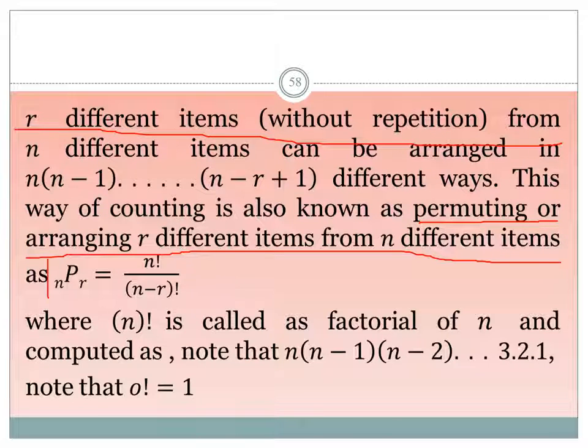So that is permutation: r different items arranged from n different items. Also, you know that n factorial means n into n minus 1, n minus 2, up to 3 into 2 into 1, and also 0 factorial should be equal to 1.